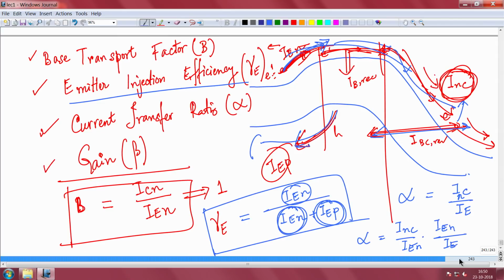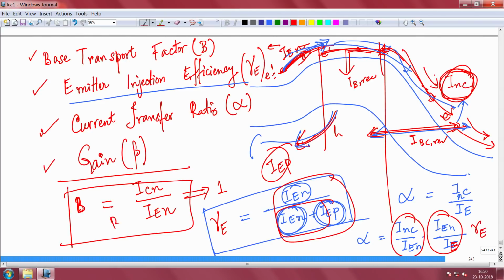Now, this quantity, because this I is the total current, this is the current, right. So, I can write this as gamma E, and this quantity is actually beta B. So, I can say that your current transfer ratio alpha is the base transport factor B times the emitter injection efficiency E. This should also be as close to 1 as possible, because each of these factors should be as close to 1. Okay. That is the thing.